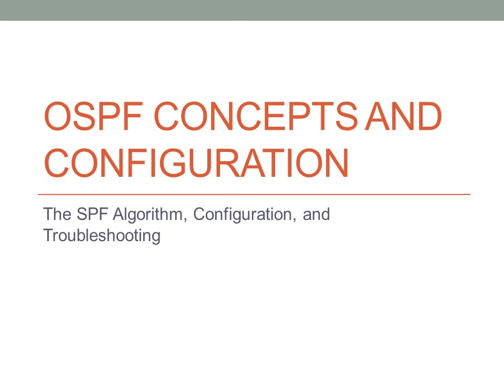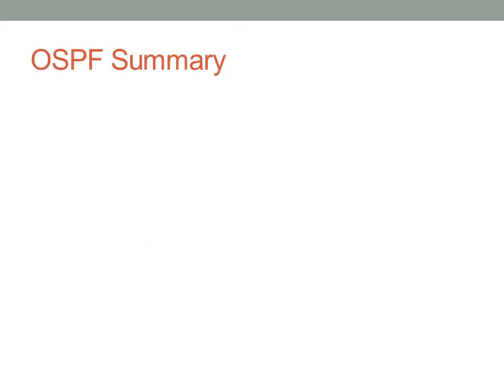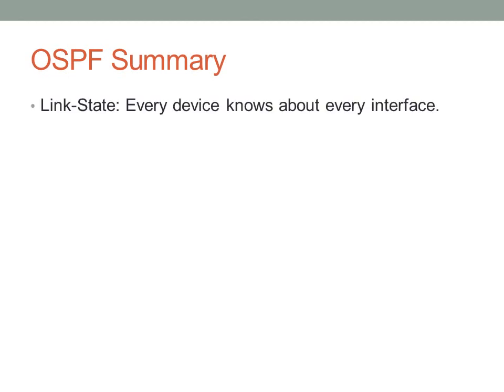First off, let's talk about OSPF. To summarize, OSPF is a link state protocol. That is to say, every single device that's running OSPF on this network knows about every single interface and what network those interfaces are connected to. OSPF is classless. It allows variable length subnet masking, so we can do VLSM topologies.